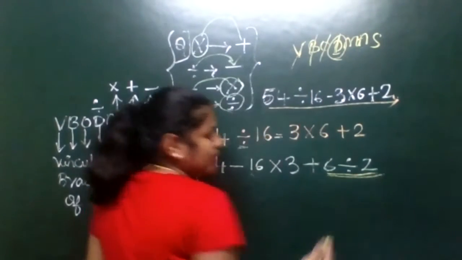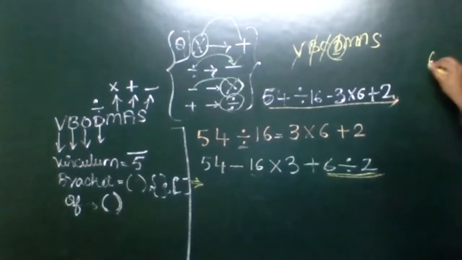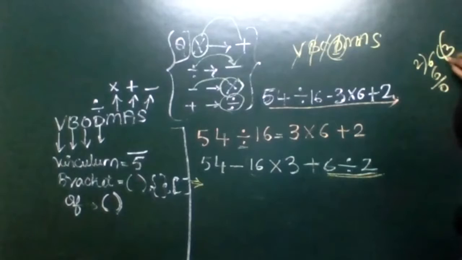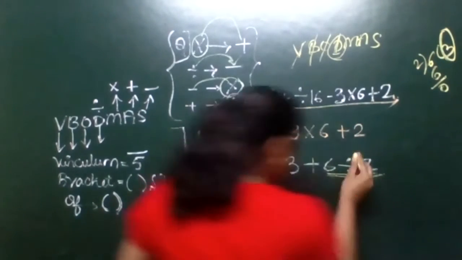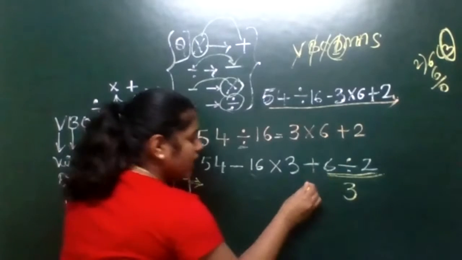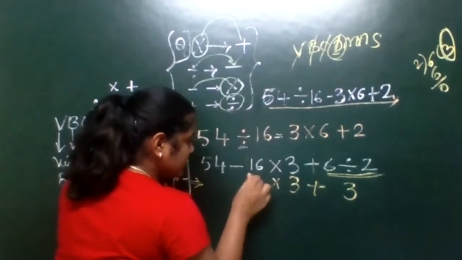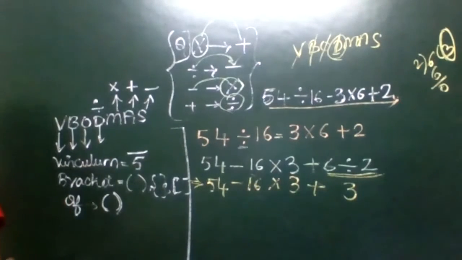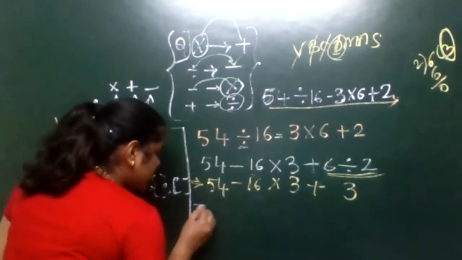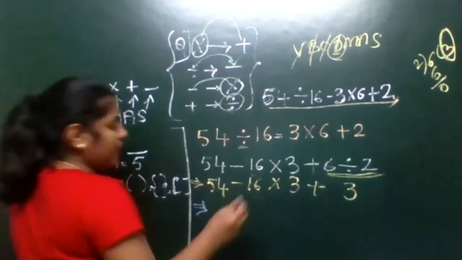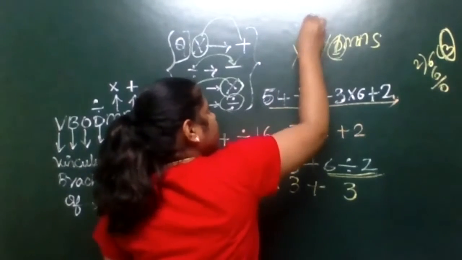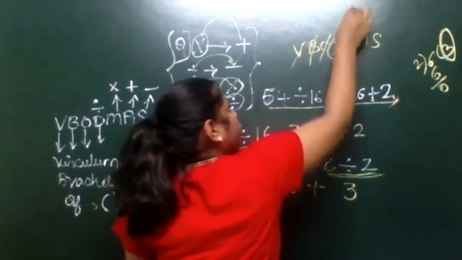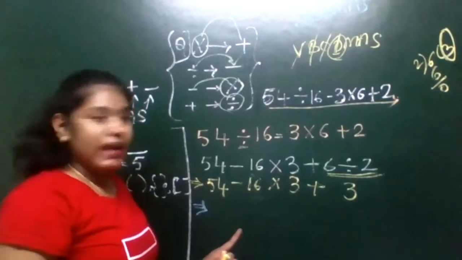Okay, solve. 6 divided by 2. 2 threes are 6. Write down the quotient. In the place of it, the answer is 3. And then rest all as it is. 54 divided by 16 minus 3 into 3. We'll come to the next step. Now, again we apply the BODMAS rule. Do we have brackets now? Do we have brackets?